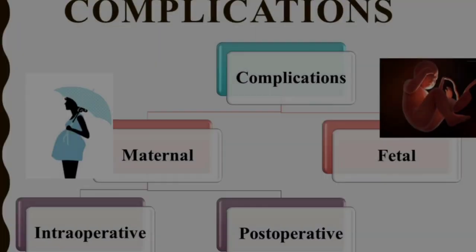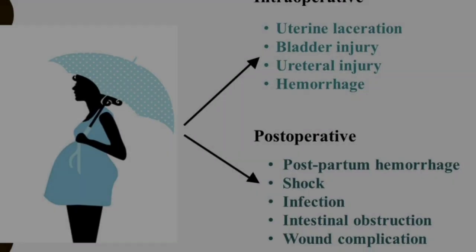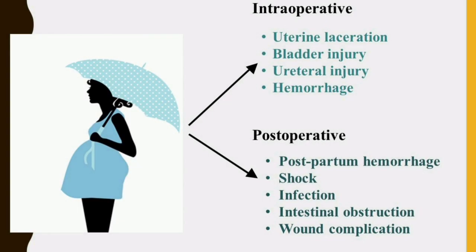Next, we will talk about complications. The complications could be maternal and fetal. In the maternal complications, it could be intraoperative or postoperative. First of all, we will discuss the intraoperative complications. It could be uterine lacerations, bladder injury during the procedure, ureteral injury during the procedure, and hemorrhage. In the postoperative complications, it could be postpartum hemorrhage, shock, infection, intestinal obstruction, and wound complications.